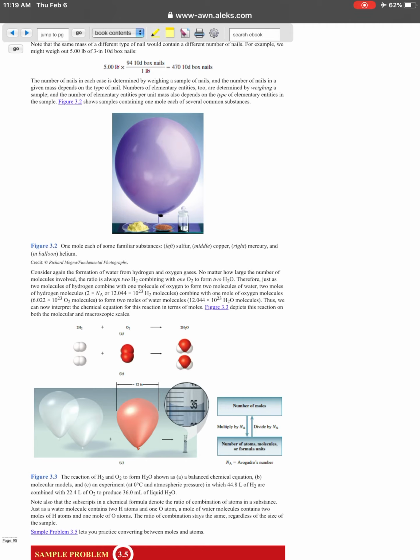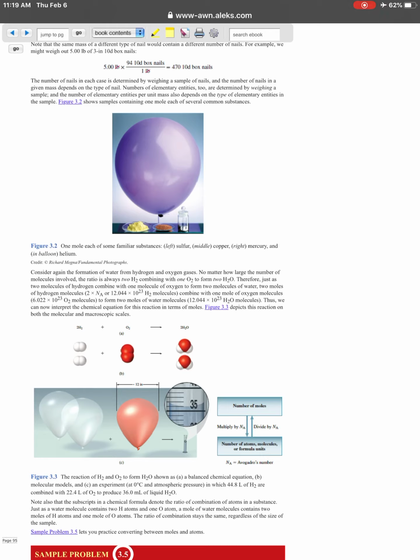Well, what about copper? Copper is more dense, so it takes up less space. Copper is in that smaller dish in the middle. It's that sort of rusty looking color or reddish looking color. Copper is more dense than sulfur, so 1 mole of that takes up less space. That would be in the middle.